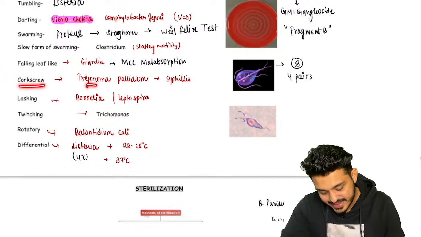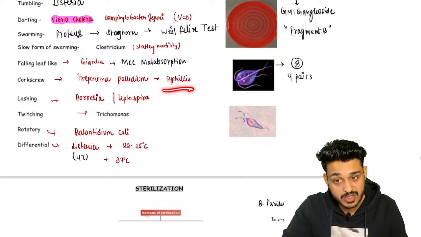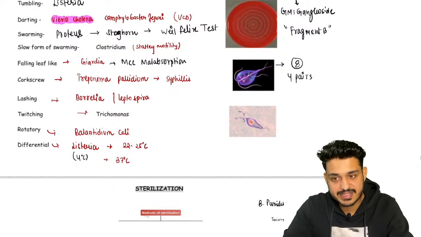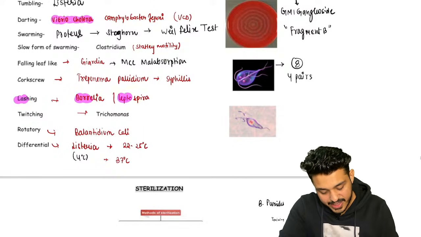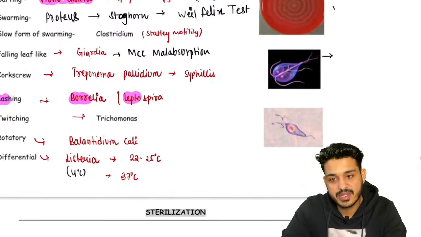Corkscrew motility is seen with Treponema pallidum, which is going to cause what? Syphilis, right? We have seen syphilis. Lashing, लाश को कैसे रखोगे? We can remember, लाश को रखेंगे बोरे में लपेट के. That is going to be Borrelia and Leptospira. बोरे में लपेट के, you can remember.